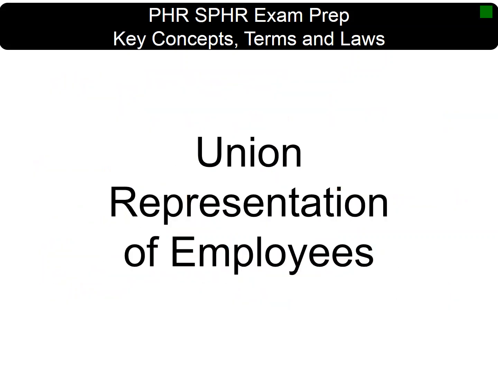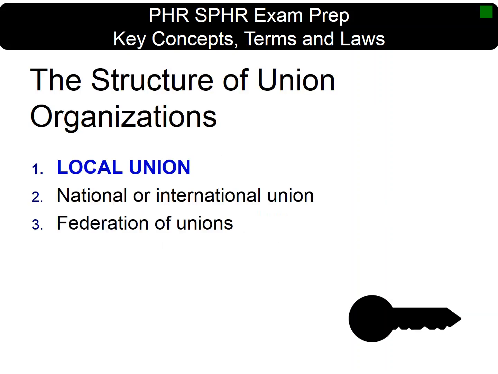Union representation of employees. Local unions generally represent a group of employees working in one area for a particular employer. Local unions vary greatly in size and power, from as small as less than 10 members to as large as more than 40,000 members.